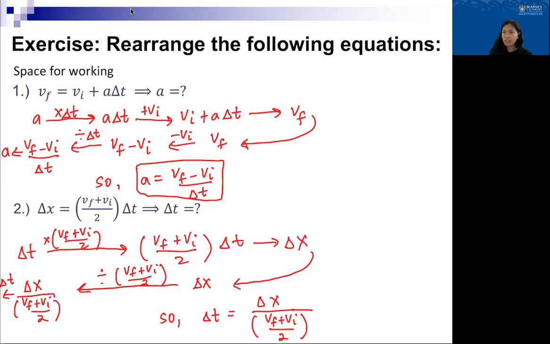Okay, so hopefully that's not too confusing. If you look at this, maybe you're confused. There's a lot of variables, VF plus VI over 2, but you can just consider that as a single number or a single variable that's multiplied all together with delta t. And that's why you only had to do this single multiplication operation to build the equation up, and to do the reverse operation of division to tear down the equation, right?